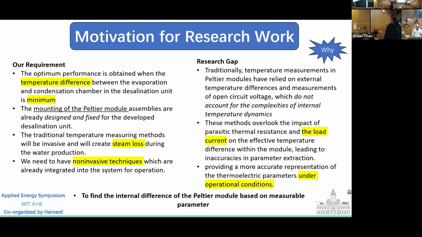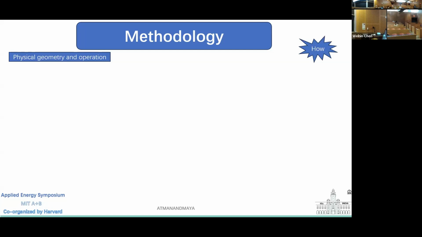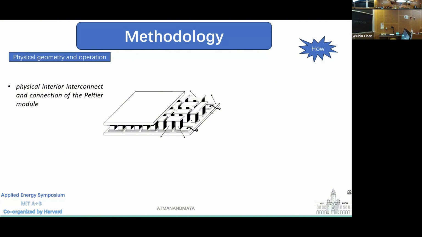This gives me the problem statement: to find the internal temperature difference of the Peltier module based on measurable parameters like voltage and current, so that I can practically measure it and compare it with the modeling part. Now comes the how and why: how I can integrate this into the system. Before that, I'll explain the geometry of this Peltier model.